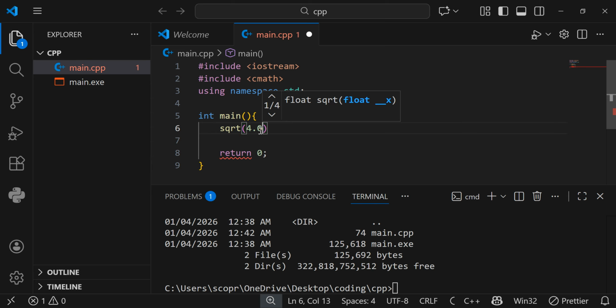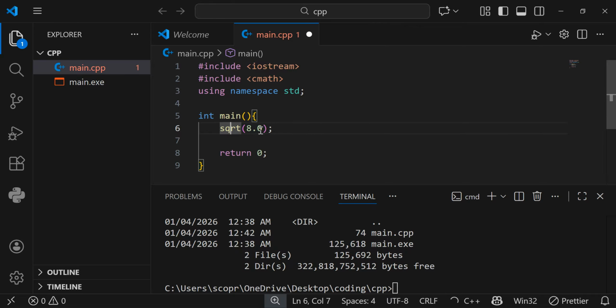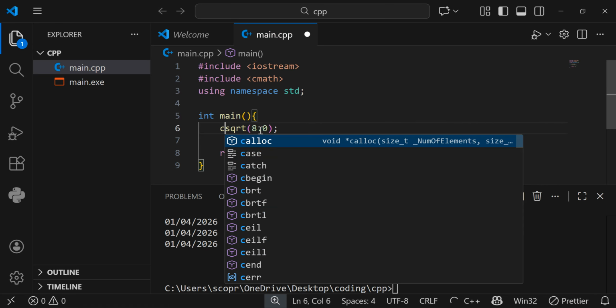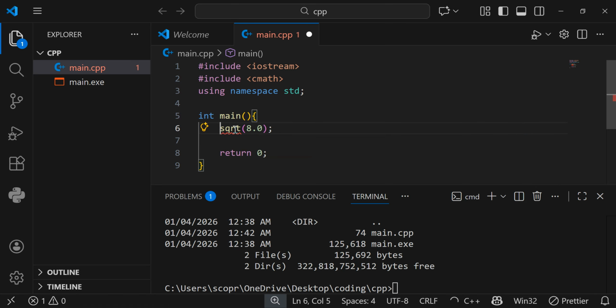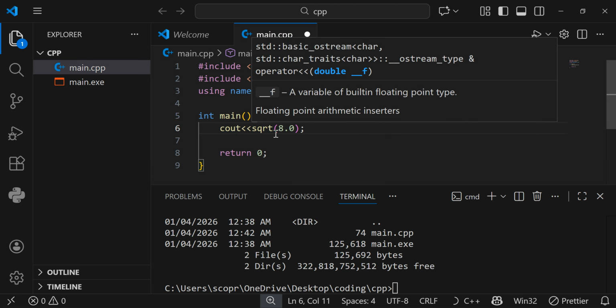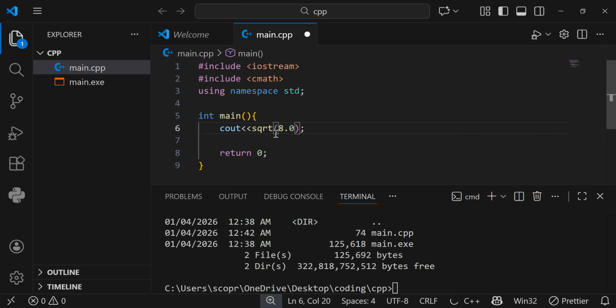Let us provide 8.0, add a semicolon, and output the return value. As you can see, if we hover over sqrt, it returns a double. So we are going to output that double in the console using cout. If we save, go in our terminal, and try to compile.